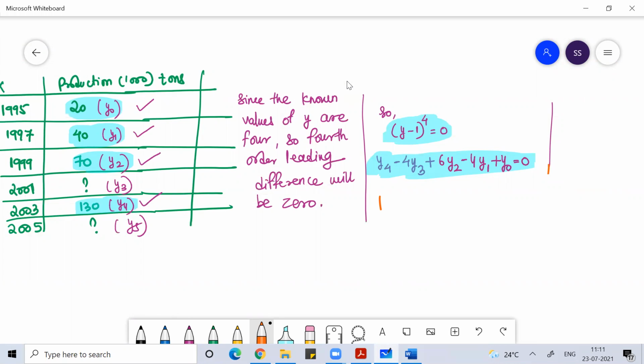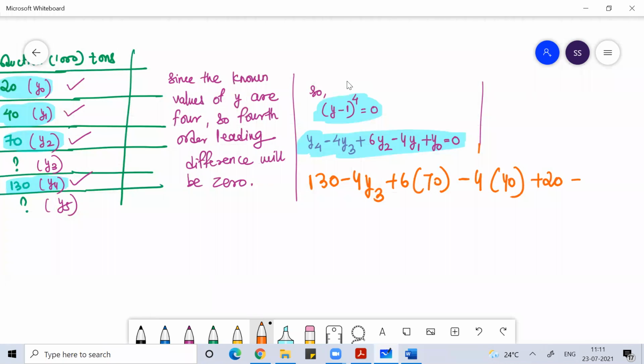Y to the power 4 is 130 minus 4. Y to the power 3 you have to find, plus 6. Y to the power 2 is 70, then minus 4 y to the power 1 is 40, plus y naught is equal to 20, is equal to 0. So 130 minus 4y cube plus 420 minus 160 plus 20 is equal to 0.